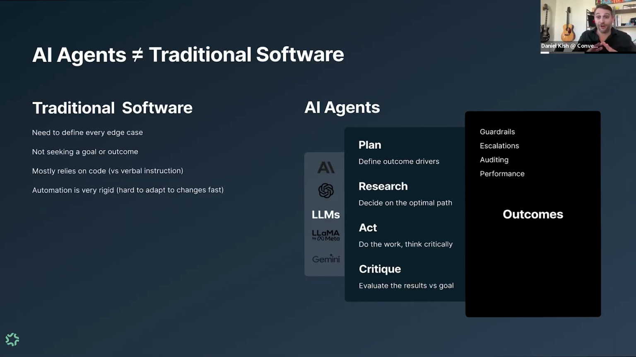So AI agents are not traditional software. When we think of traditional software, we think of a lot of code, right? We have to define every edge case. We've defined all of the goals in advance. We've defined all of the outcomes in advance. All of that code that we designed was designed to efficiently get to the outcome that is always known in advance. What are we doing? We're writing code. We're not like instructing something.